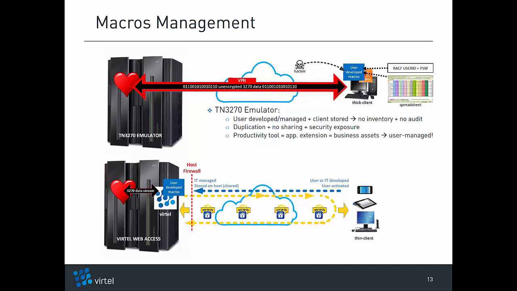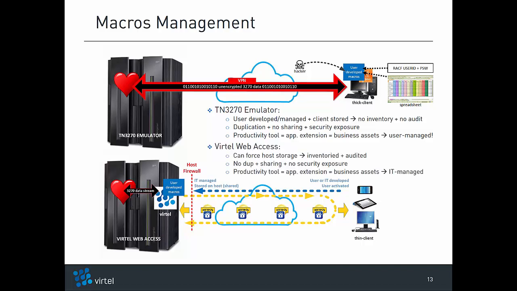For example, we've seen logon macros that contain unencrypted RACF user IDs and passwords. We've also seen macros that feed from an Excel spreadsheet to activate thousands of transactions at once. Such macros are very dangerous to the host assets. All it takes is one compromised client device to wreak havoc on the host assets. With those distributed macros, the host has lost control of the access to its own assets. Additionally, despite being a business asset, those macros are owned and managed by their developers, the TN3270 emulation users. The business has no control or ownership over them.